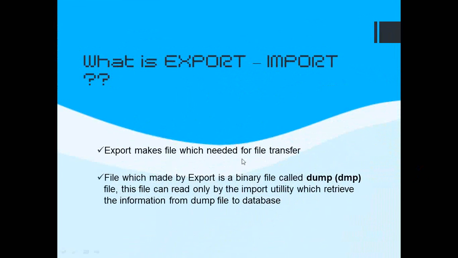Export makes a file which is needed for file transfer. The file made by export is a binary file called a dump or tmp file. This file can be read only by the import utility, which retrieves the information from the dump file into the database. So export and import, which result in a tmp file, exist only in Oracle. So we cannot import this tmp file into another database.